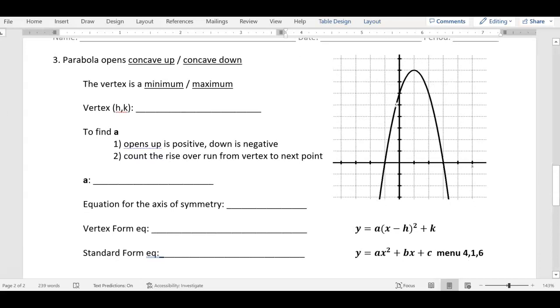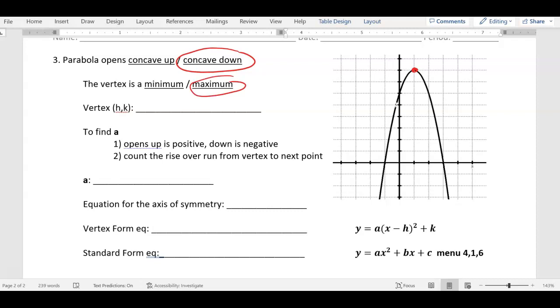This parabola, which way does it open, up or down? It's getting wider as it goes down, so it opens down. That's called concave down. So does it have a max or a min? What is this vertex? It's at the top, so it's a maximum.